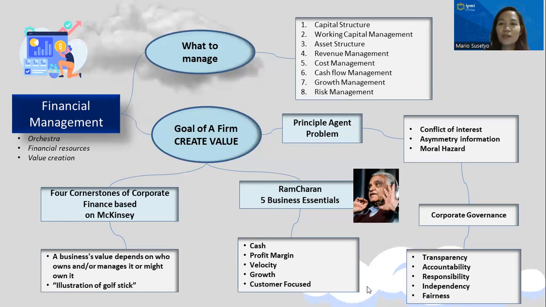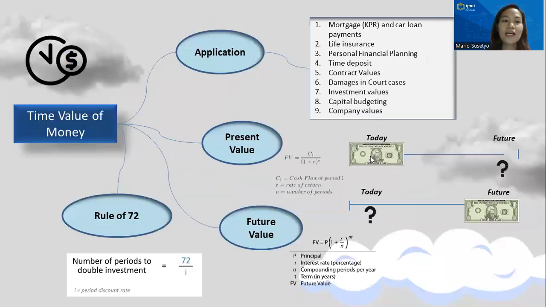A business value depends on who owns or manages the business. In the case of golf stick, it may be only an old stick if it's handled by a wrong person. But if it's handled by Tiger Woods, for example, it will be creating a value.